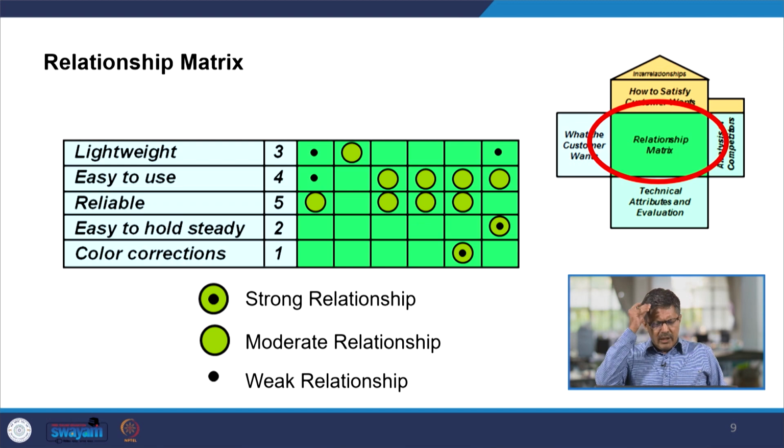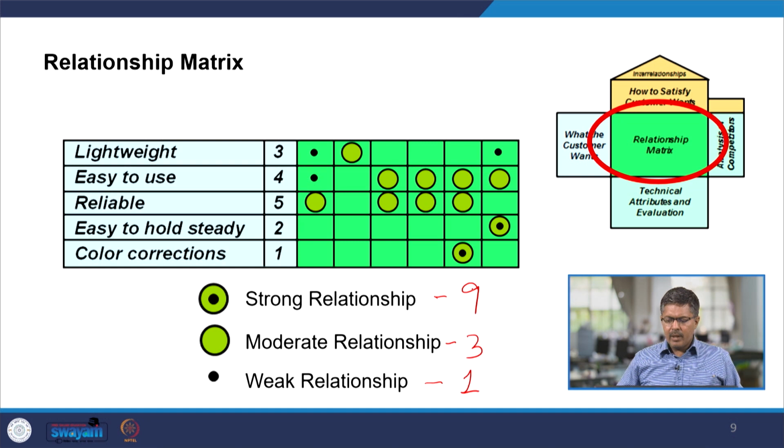Now, what is the relationship between what the customer wants and the technical requirements? This is shown in the chart as a kind of matrix, where a weak relationship is given a score of 1, a moderate relationship, shown as a circle, is 3, and a strong relationship is given a score of 9. This part is like the heart, the processing part.